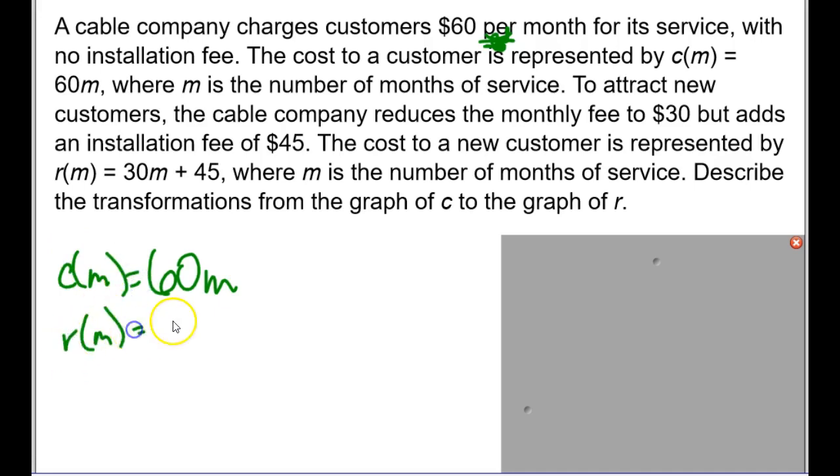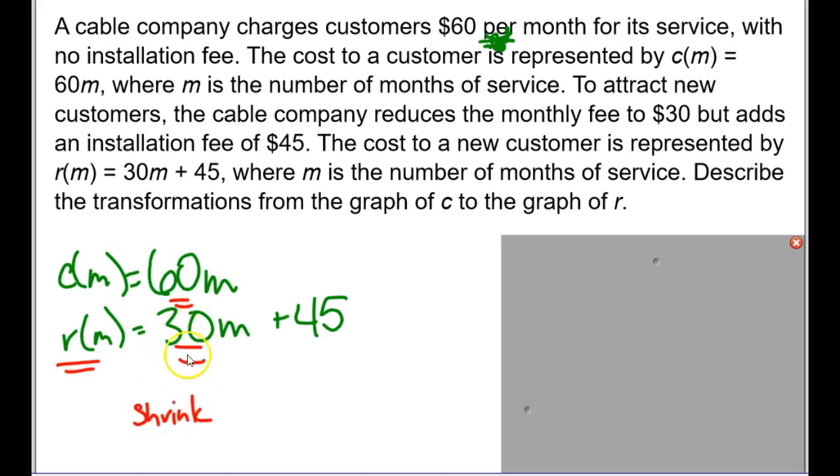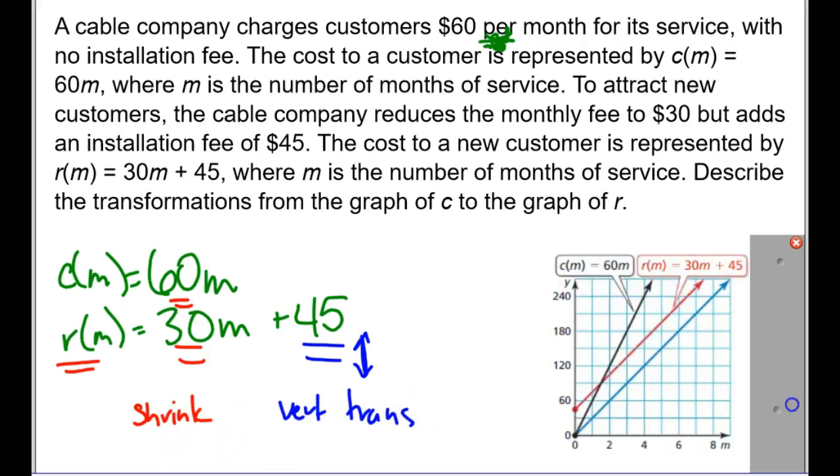And I'm just going to rewrite these so I can see exactly what happened. So the first thing I notice that is different is this value right here, and this is our stretch or shrink. So my new function is half as much. So this is going to be a shrink because it's half as much. Then I also see this plus 45, which is outside of my parentheses, which tells me it goes up and down. So this is a vertical translation. So I have a shrink and I have a vertical translation, and let's look at these graphs.